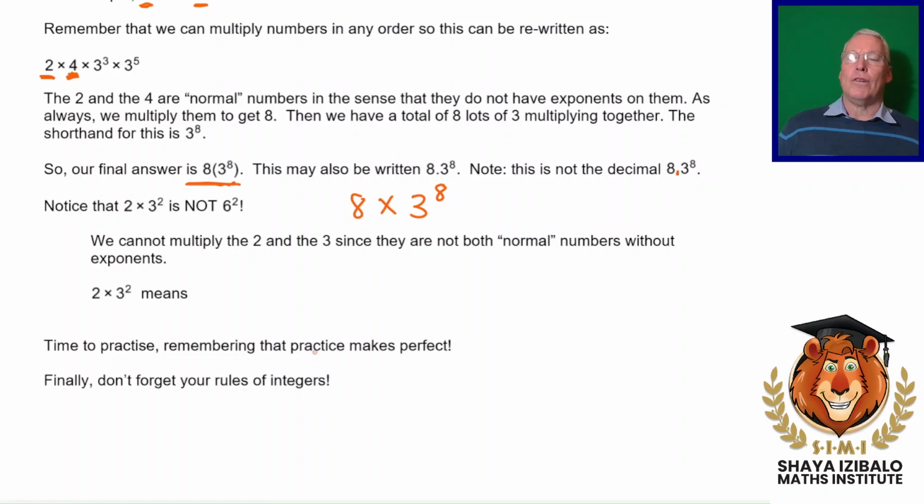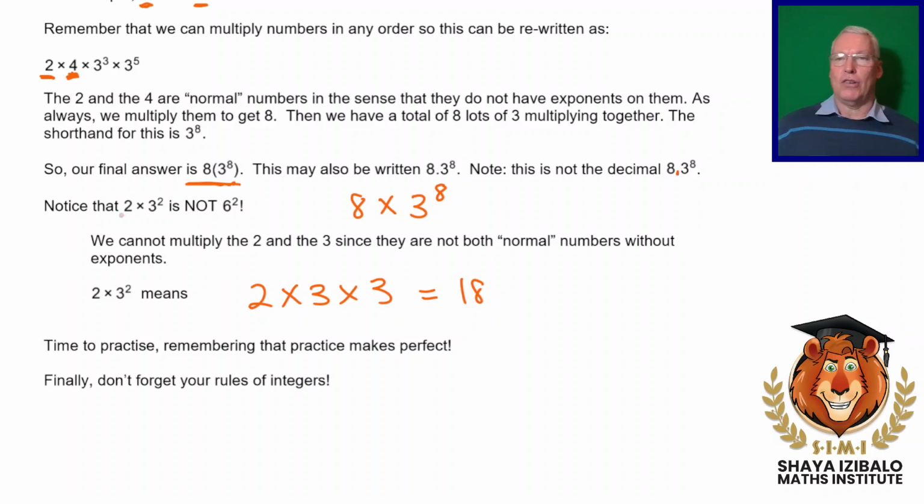Okay, so just a reminder that when we've got a normal number and a number with exponents, we cannot multiply those two things. All right, 2 times 3 squared actually means 2 times 3 times 3. It's actually 18. 6 squared is not 18. So you cannot multiply a number into a number that just has an exponent on it.